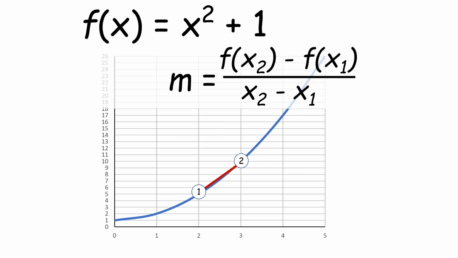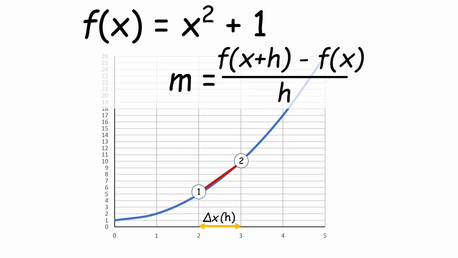Now let's think about this for a second. Delta x is just the distance between the x values for the 2 points. Sometimes we call this h, and if we know this value, we can rewrite our slope equation like this. Delta y is the difference between f of x plus h and f of x, and delta x is just h. So how does all of this help us measure our slope at an individual point?